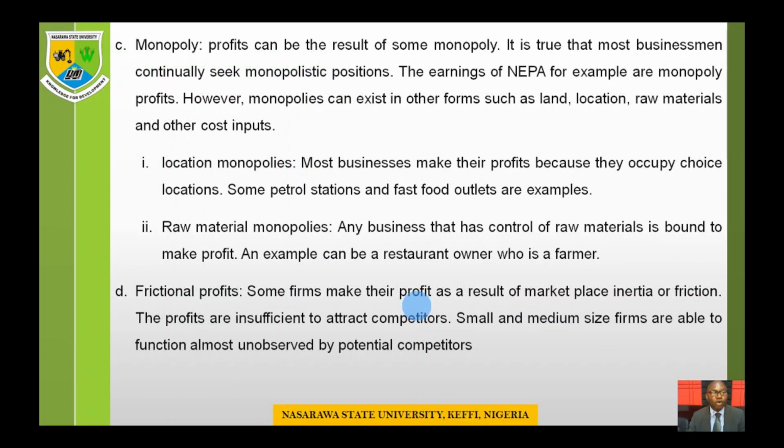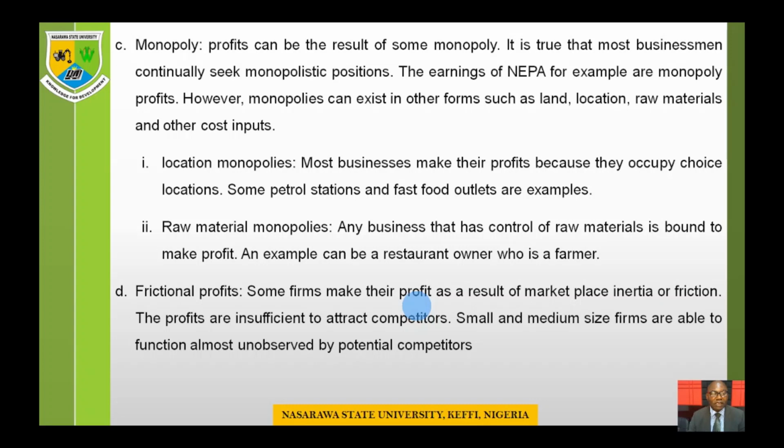C, monopoly. A profit can be the result of some monopoly. It is true that most businessmen continually seek monopolistic positions. The earnings of NEPA, for example, are monopoly profits. However, monopolies can exist in other forms such as land, location, raw materials, and other cost inputs.